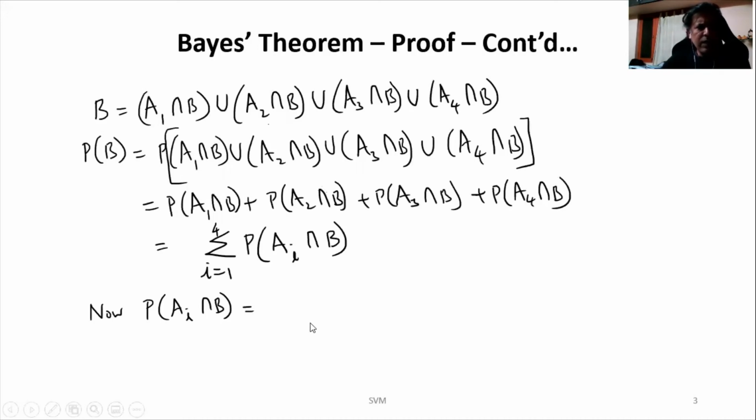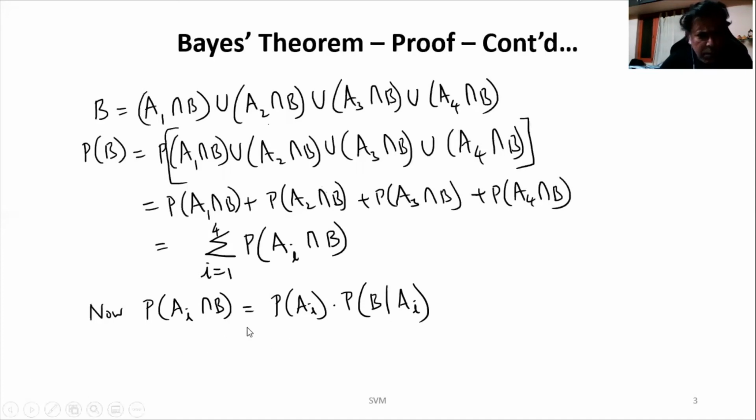One thing is clear, that I have to use the multiplication rule of probability, because these two events are dependent, since there is an intersection happening. Which means I can write this as probability of Ai multiplied by probability of B given Ai, right? Clear.